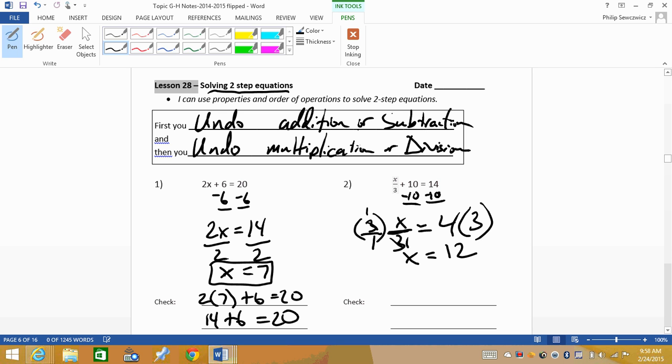So let's see if it actually worked. Plug it on in there. 12 divided by 3 and then plus 10. Does that equal 14? Well, 12 divided by 3 is 4. Is 4 plus 10 equal to 14? Do we agree? Yes, we do.